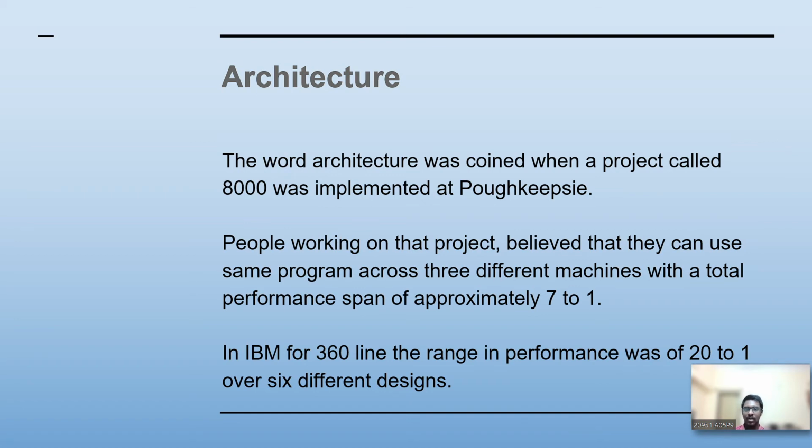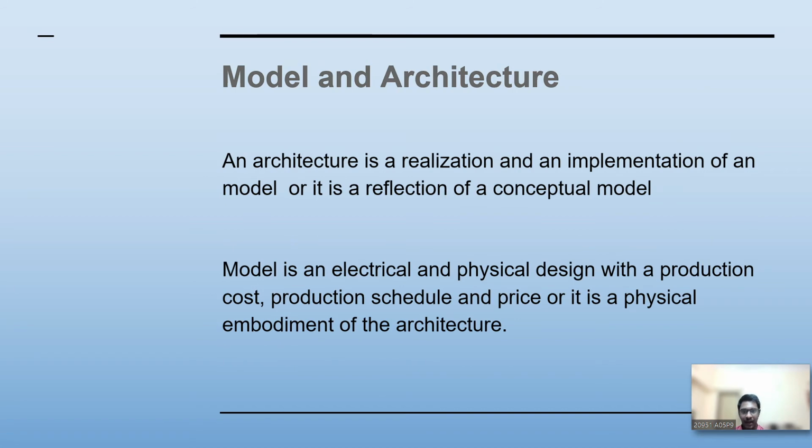So moving on, model and architecture. This has been explained by both of them, Andrews and Pages, I think. An architecture is a realization and implementation of a model, or a reflection of a computational model. And a model is an electrical and physical design with a production cost, production schedule and price. It is a physical embodiment of the architecture.